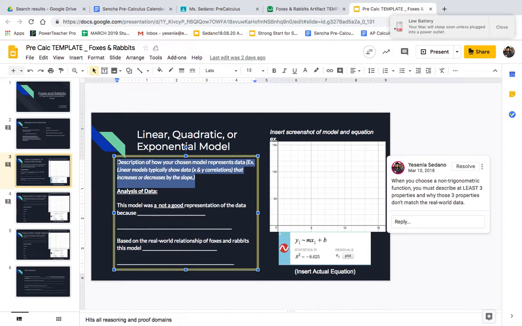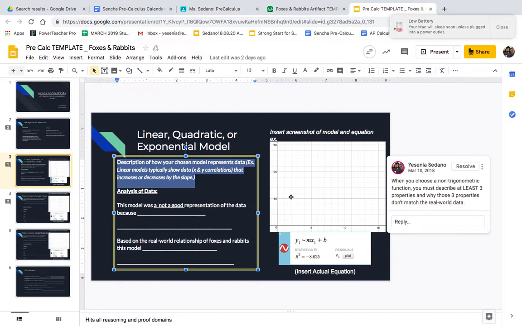If you are to choose an exponential model, I want you to talk about percentage rate of change and its y-intercept and starting amount. So there's lots of juicy things you could talk about for all of these functions, and I want you to choose one though. So choose one that's a bad fit and then talk about it.